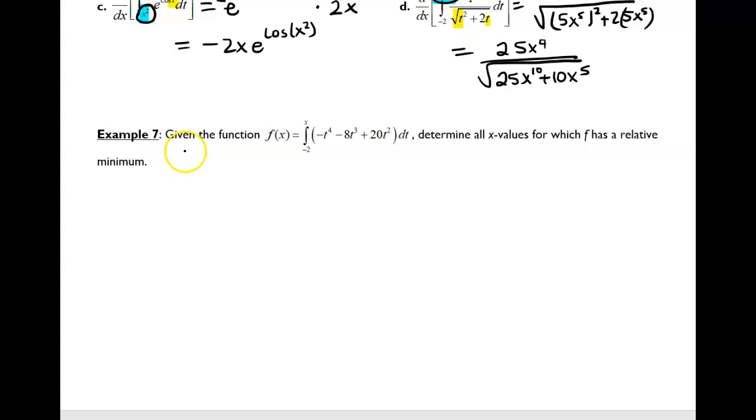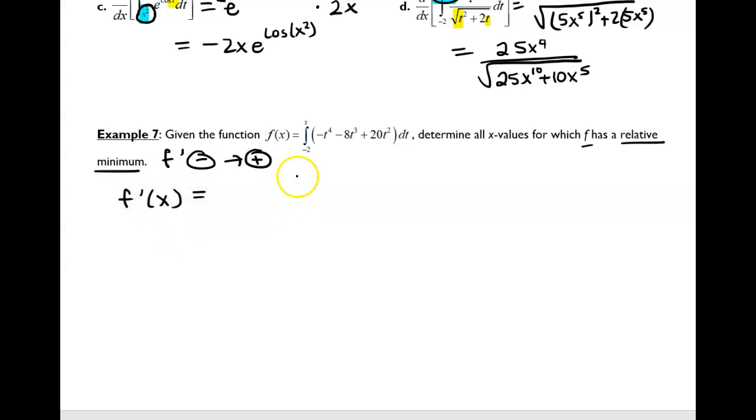For our last example, number 7, we're given the function f of x, which is the integral from negative 2 to x of negative t to the 4th minus 8t cubed plus 20t squared dt. We want to determine all the x values for which f has a relative minimum. So that means, just remember this, f prime is changing from negative to positive. I'm not given f prime, I'm given f. So the first thing I need to do is find f prime of x.